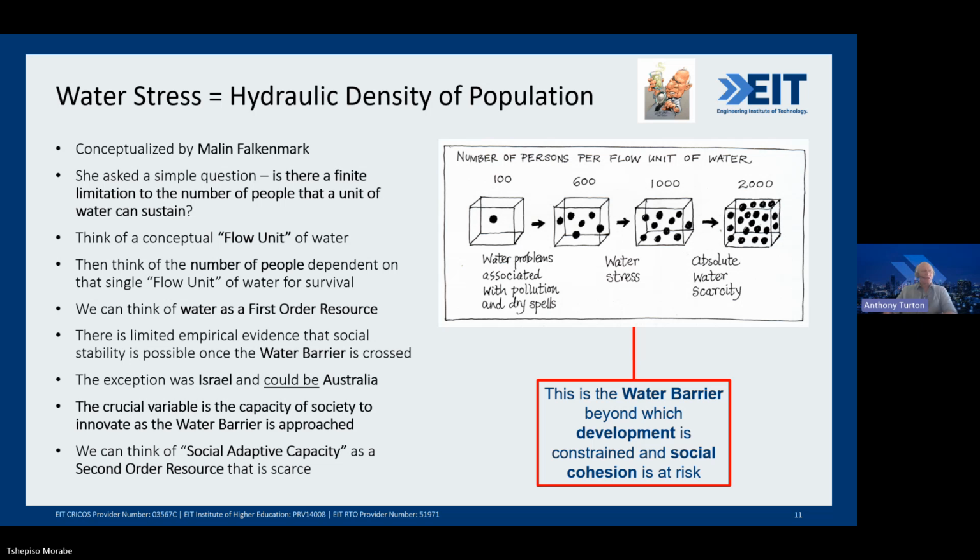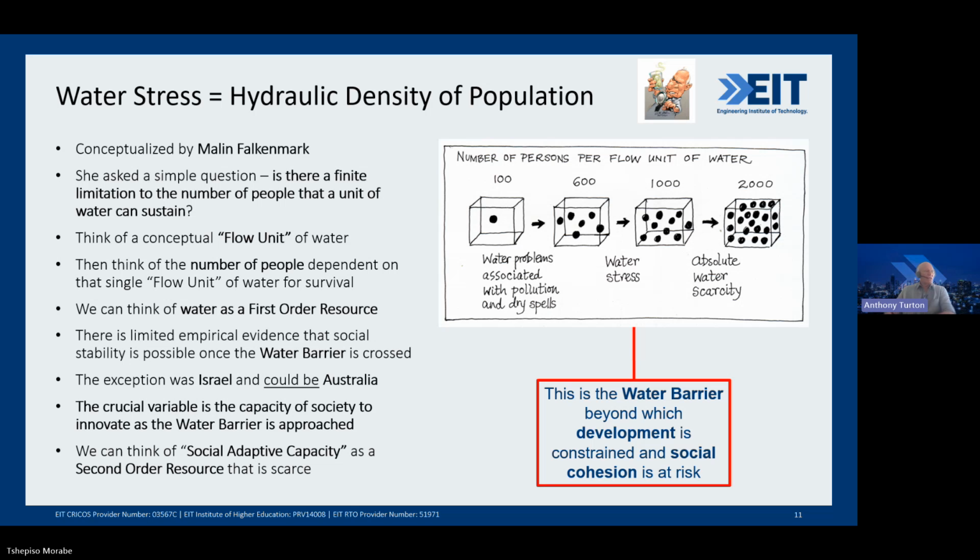She's also started looking at what it means to survive, and she created a thing called the water barrier. And she said that as we approach the water barrier, which is a fundamental constraint to economic development, it also opens up another can of worms. It opens up issues of social stability, loss of investor confidence, and all kinds of other issues that are typically out of the realm of scope of work for a normal engineering consultant, but something that we have to understand. So we can think of water as a first order resource, as I said earlier on.